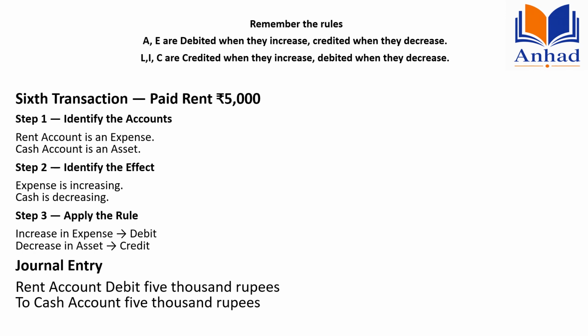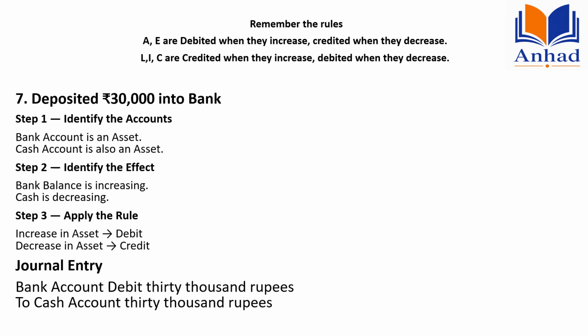Transaction 7. Deposited 30,000 rupees cash into the bank. Step 1. Identify the accounts. Bank account is an asset. Cash account is also an asset. Step 2. Determine the effect. The bank balance is increasing. Cash is decreasing.